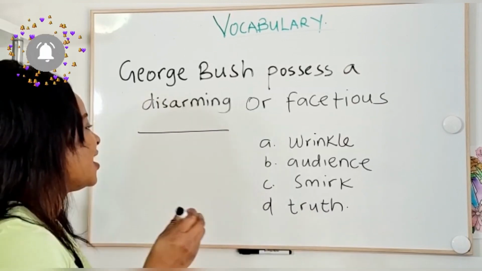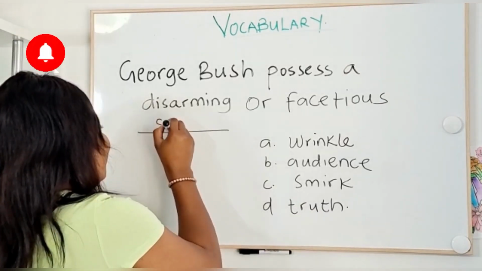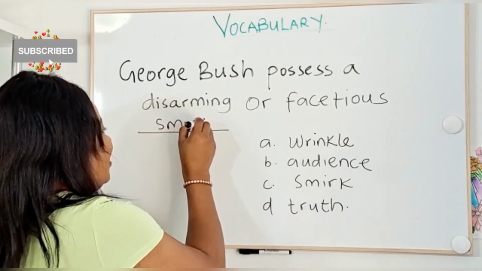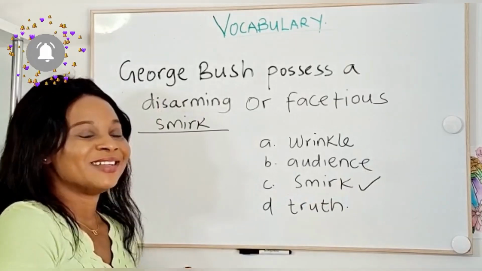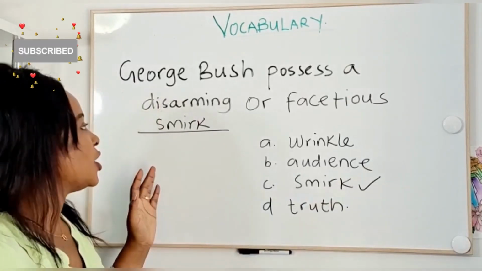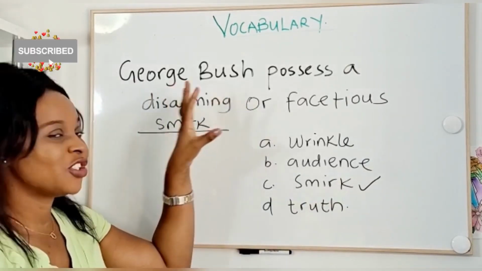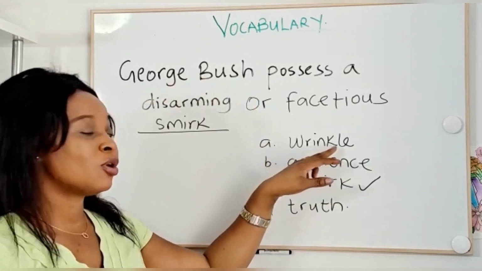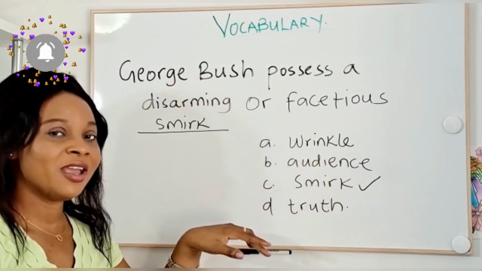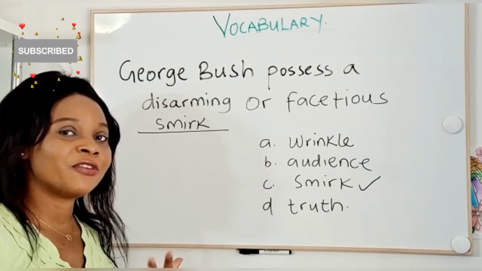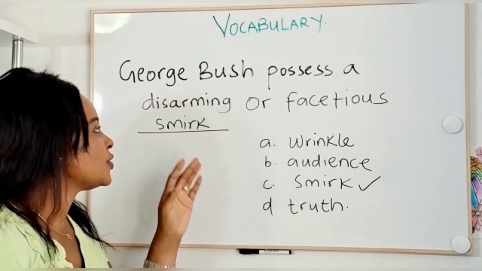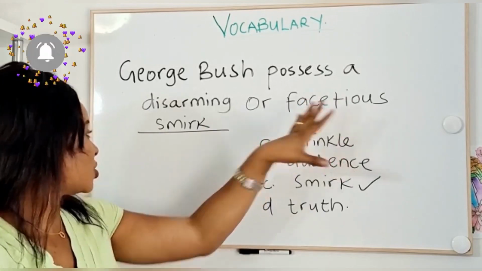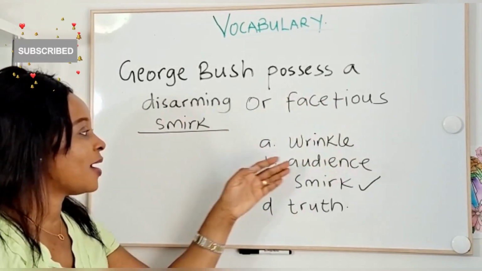Now, the answer here is going to be smirk. So did you get it? Be truthful. Okay, so we're talking about facial expression. Wrinkle is not a facial expression. Okay, wrinkle is the state of a face, maybe as a result of age, or maybe as a result of sicknesses. So it can't be facetious wrinkle. It won't make sense. It can't be audience.